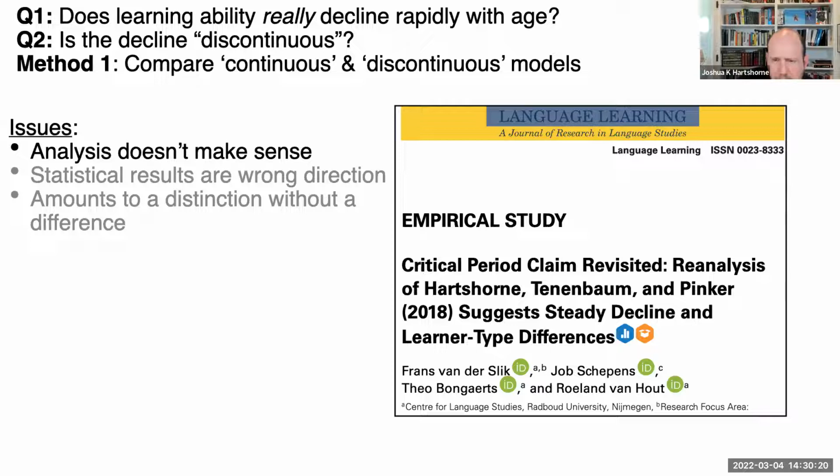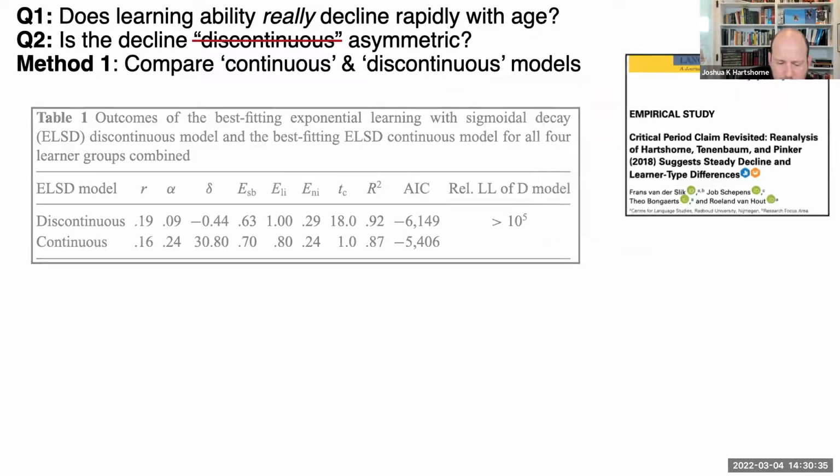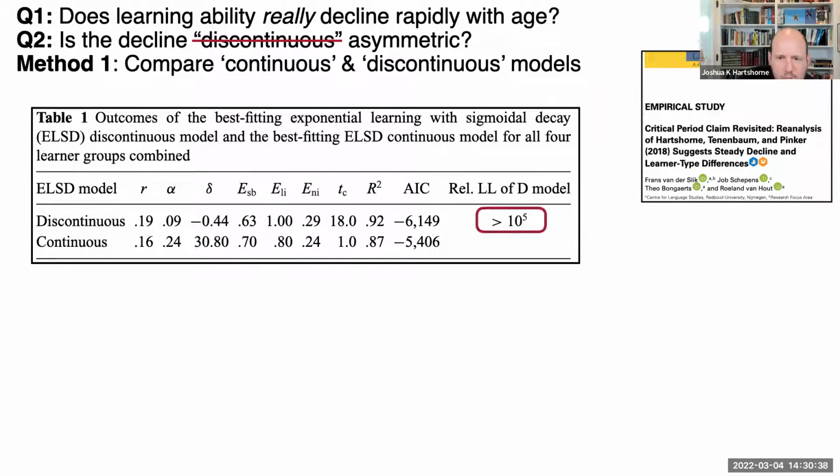But leaving that aside, what did they find? What they're testing is whether the decline is asymmetric, right? Do we have evidence of an asymmetry in the age-related change in learning? Actually, they find overwhelming evidence for the asymmetric model, or what they call the discontinuous model, which is 10 to the 5th times more likely than their continuous model. So yeah, apparently the decline is asymmetric.